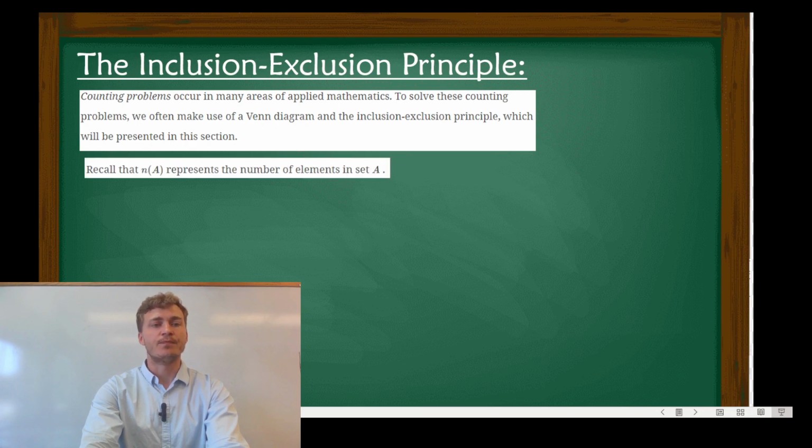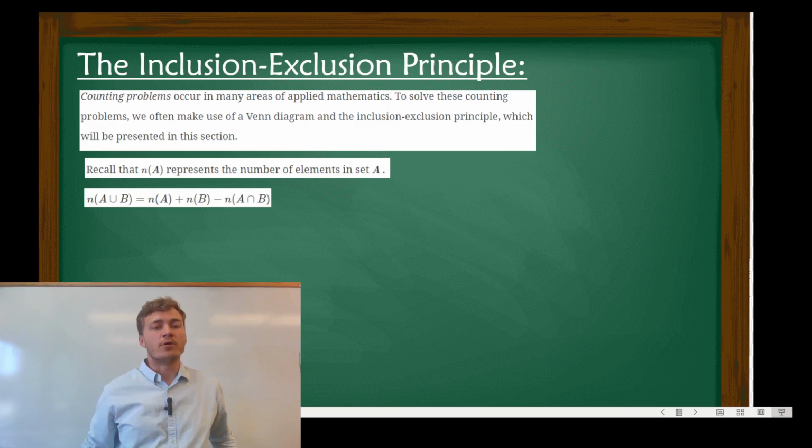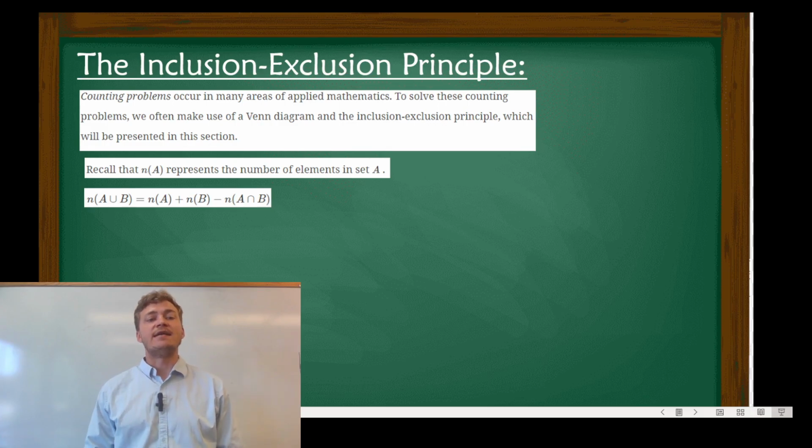presented in this section. Recall our notation here that N of A represents the number of elements in a set, right? And that set is A. So what about our number of elements for when we look at our unionizing of two sets? That is, the number of elements for A union B must be considered as N of A plus N of B minus N of A intersect B.